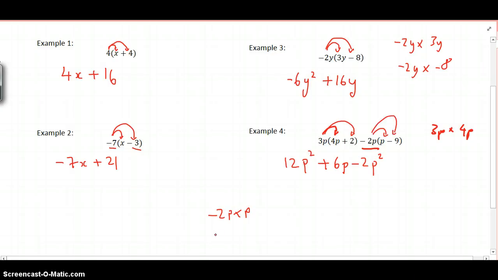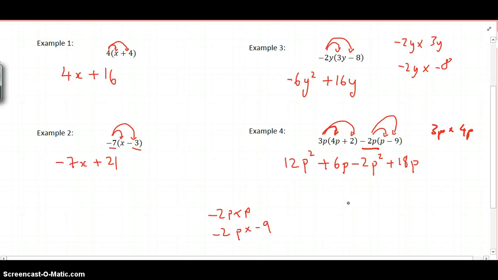So let's write it down here. Minus 2p times minus 9. And minus 2 times minus 9 will give us positive 18. And we just need to make sure that we add on that p as well. So 18p. Now we're not completely finished here just yet.